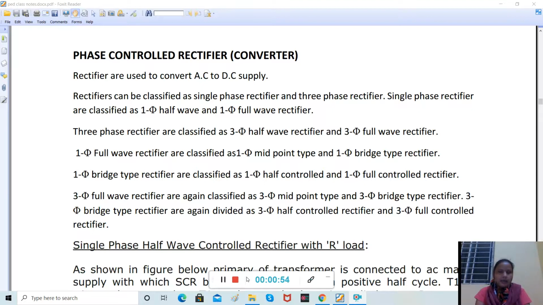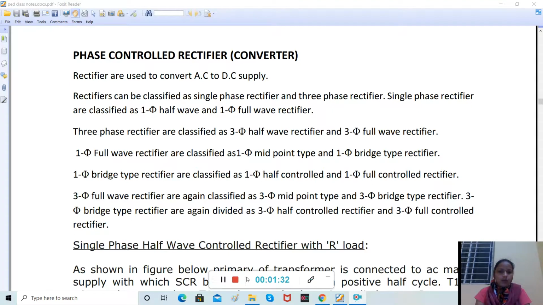Mainly, rectifiers can be classified as single phase rectifier and three phase rectifier. Single phase rectifiers are classified as single phase half wave and single phase full wave rectifier. Three phase rectifiers are classified as three phase half wave rectifier and three phase full wave rectifier. Single phase full wave rectifiers are again classified as single phase midpoint type and single phase bridge type rectifier. Then single phase bridge type rectifiers are classified as single phase half controlled and single phase full controlled rectifier.